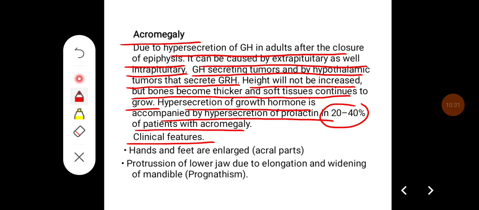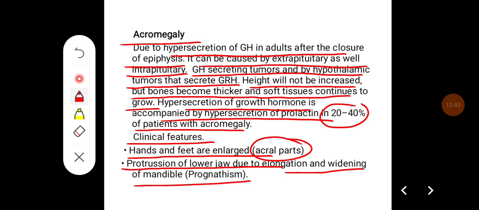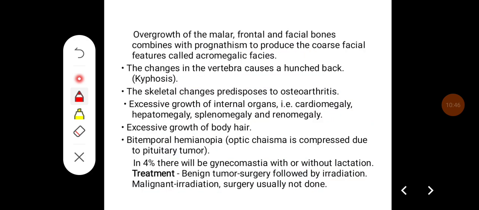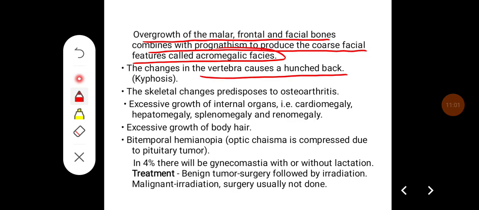Some of the clinical features of acromegaly are hands and feet are enlarged, especially the acral parts, that is peripheral parts, and there will be protrusion of the lower jaw due to the elongation and widening of the mandible, which is also called prognathism. There will be overgrowth of malar, frontal, and facial bones combined with prognathism to produce coarse facial features called acromegalic faces. The changes in the vertebra will also lead to a condition called hunchback, that is kyphosis.